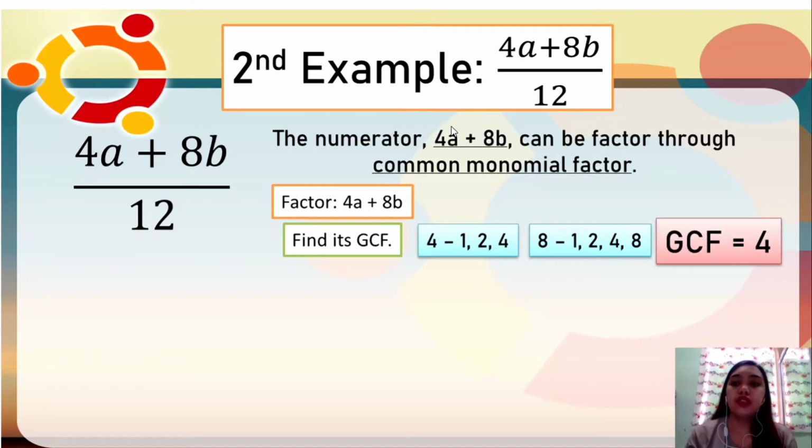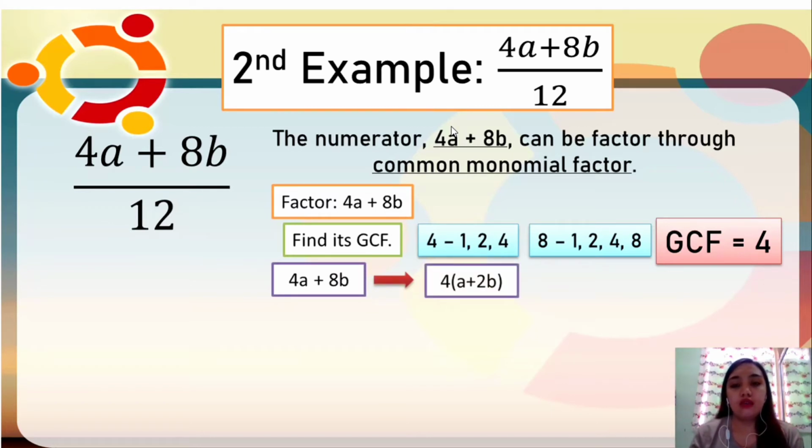Next, anong gagawin sa GCF na 4? I-divide natin dun sa 4a plus 8b. So, 4a plus 8b divided by 4. So, what will be the answer? So, 4 multiplied by a plus 2b. So, yan po ang simplified or factored ng 4a plus 8b over 12.